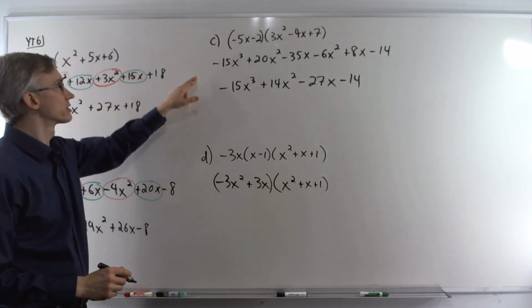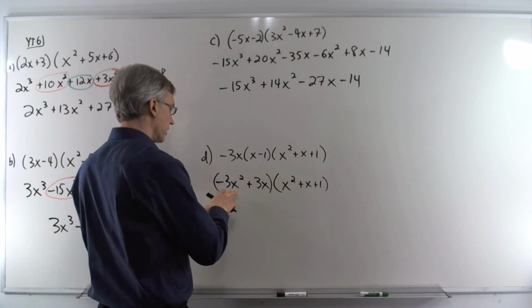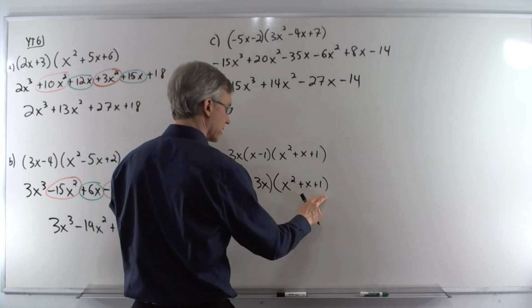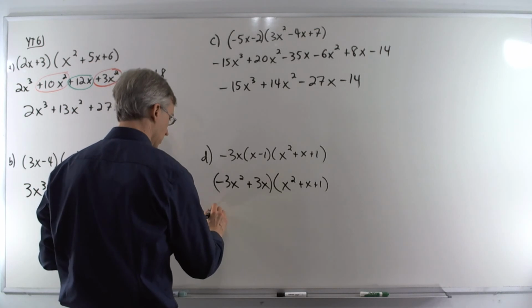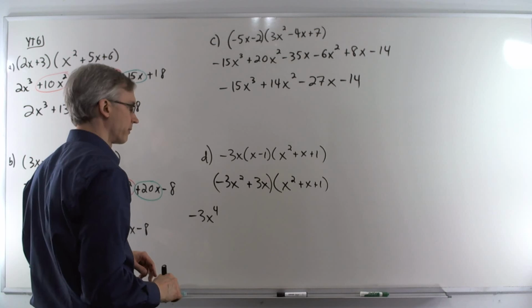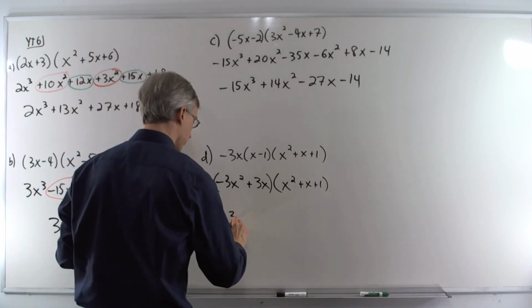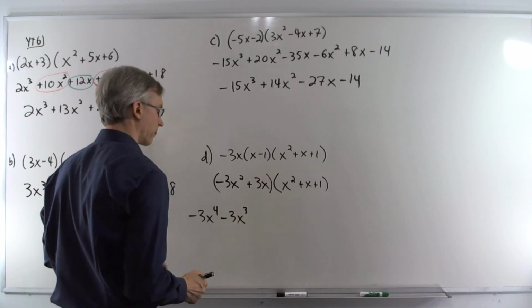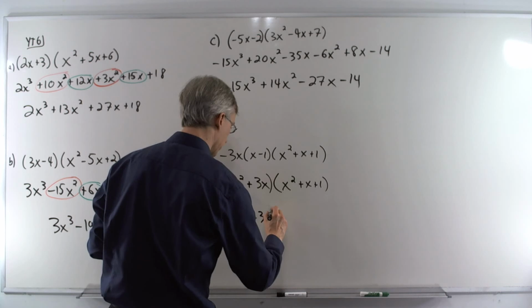Well, now we've got one that looks just like the last one, or pretty close anyway. So I'm going to distribute in negative 3x squared into this trinomial. All right, negative 3x squared times x squared is negative 3x to the fourth power. Negative 3x squared times x is negative 3x to the third. Negative 3x squared times 1 is negative 3x squared.